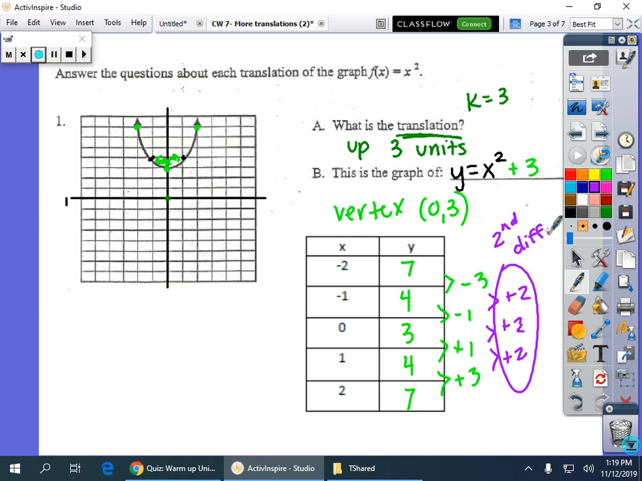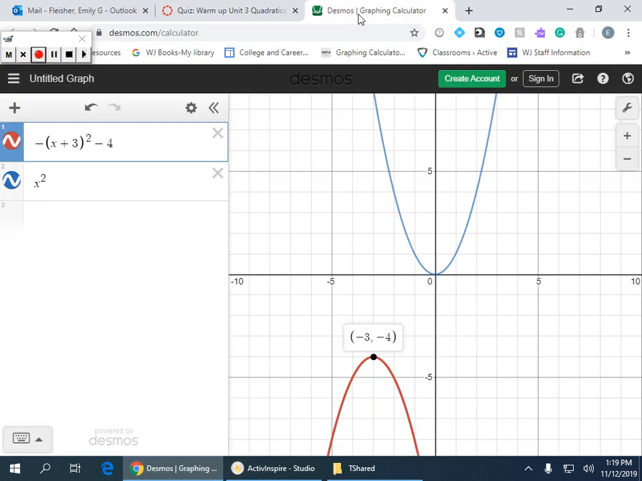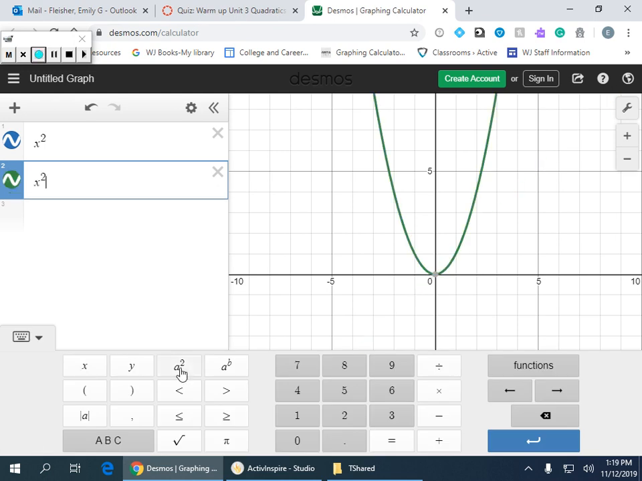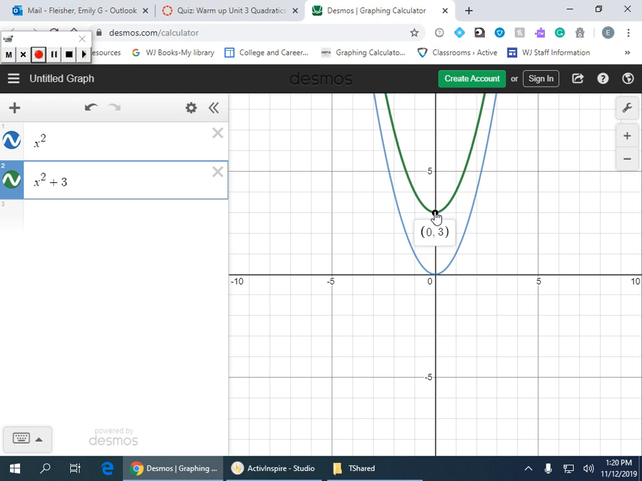You could also plug this x squared plus 3 into Desmos. I could say x squared plus 3. Notice that it just moved up 3 units here. There's the vertex. Just a nice little reminder too, if you click, you can see the other points here. You might need to move it around for it to be perfect. But there's that 2, 7 and that negative 2, 7.